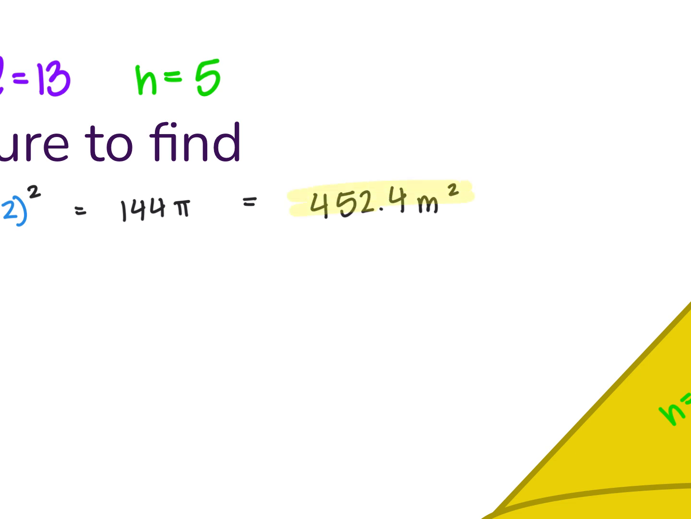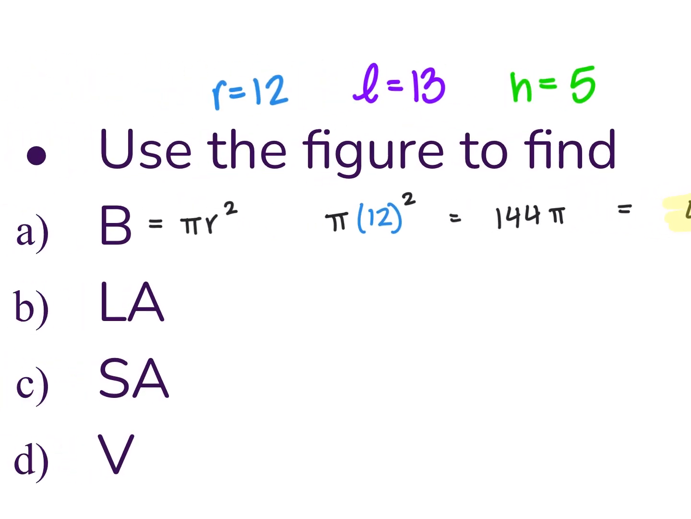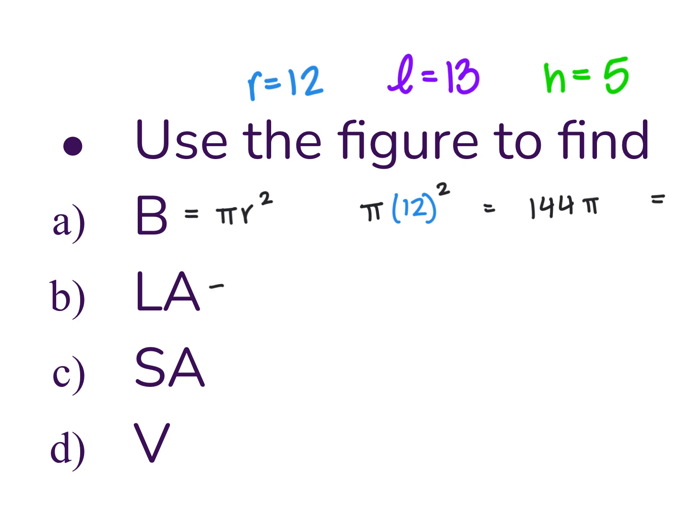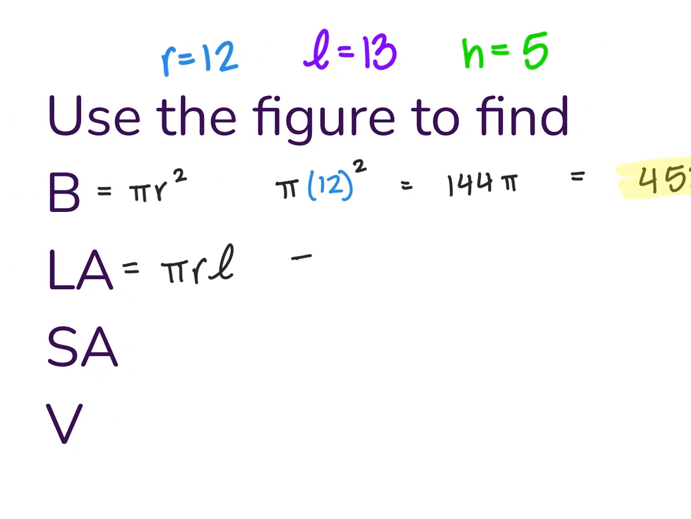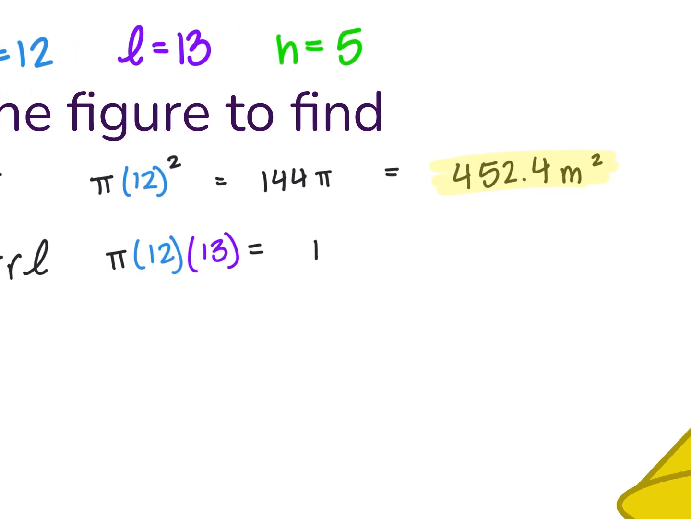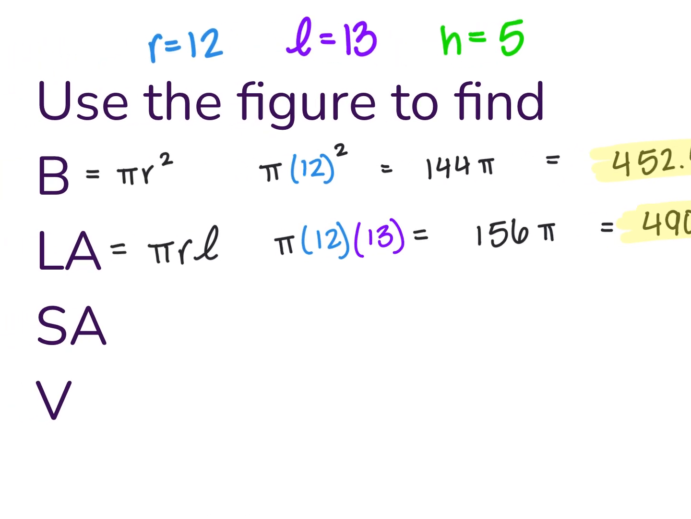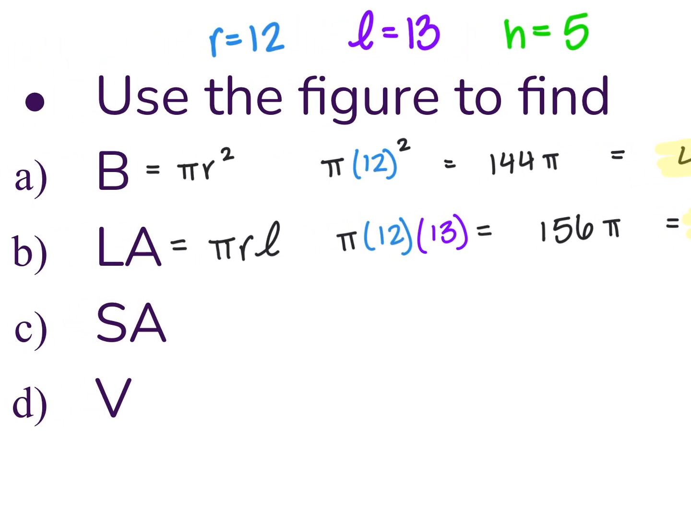All right, looking at the next one, they're asking me for my lateral area. So my lateral area is pi r times my slant height. So pi times my radius times my slant height, which is 13. Multiplying 13 and 12, I'm going to get 156 pi. And then changing that to a decimal, I'm going to get 490.1 meters squared. Okay, again, you guys do have calculators, so please make sure you're rounding at the end. You don't need it until the very end.